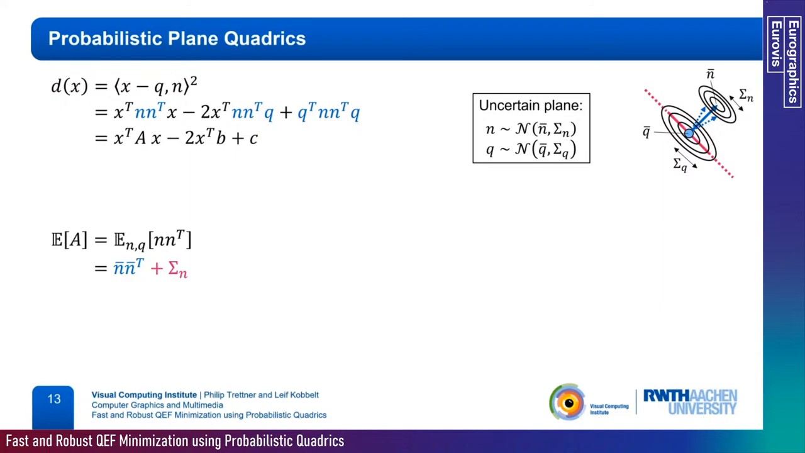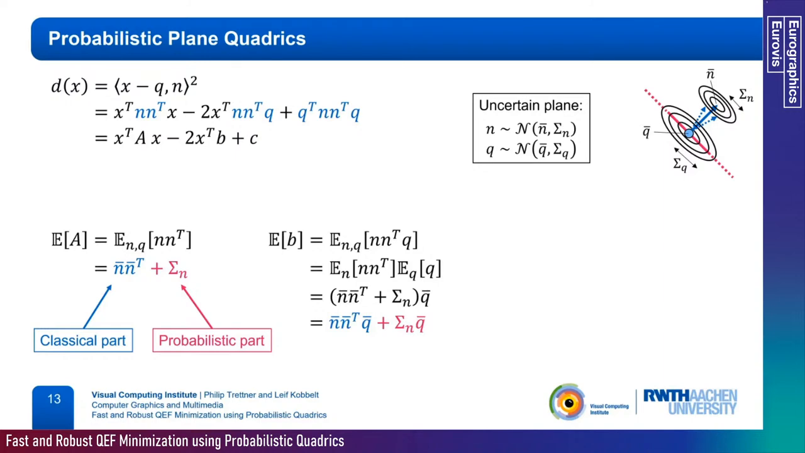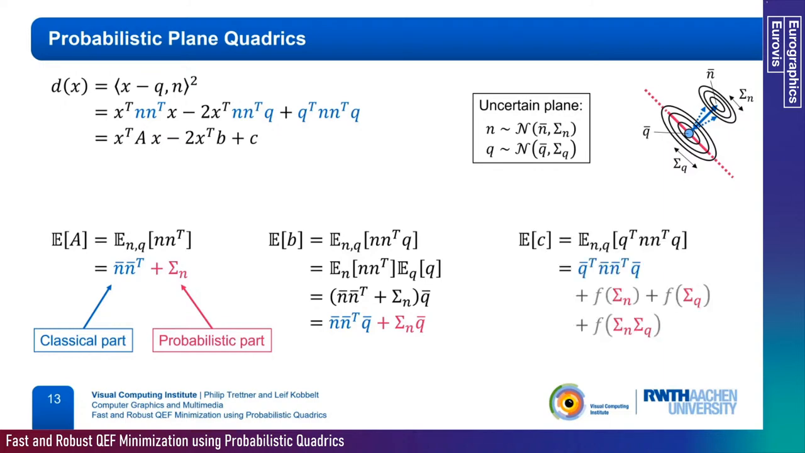And here we can already see a recurring pattern with our probabilistic quadrics. First, we have a classical part that only depends on the means of our input distribution. And we have a probabilistic part that also depends on the covariances. The expectation over B is slightly more complex, but it gets simpler because we assume that n and q are independent. So we again end up with a classical part and a probabilistic part. The expectation over C is even more involved, and here we have two kinds of probabilistic parts. One kind that is linear in the covariances, and one part that models the interdependence of the covariance of n and q.